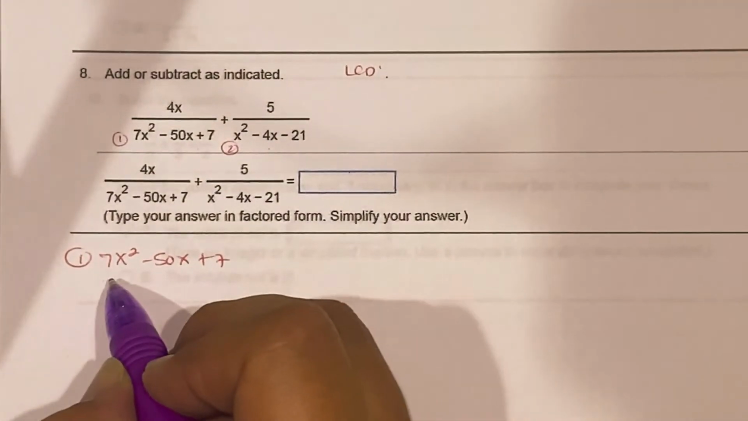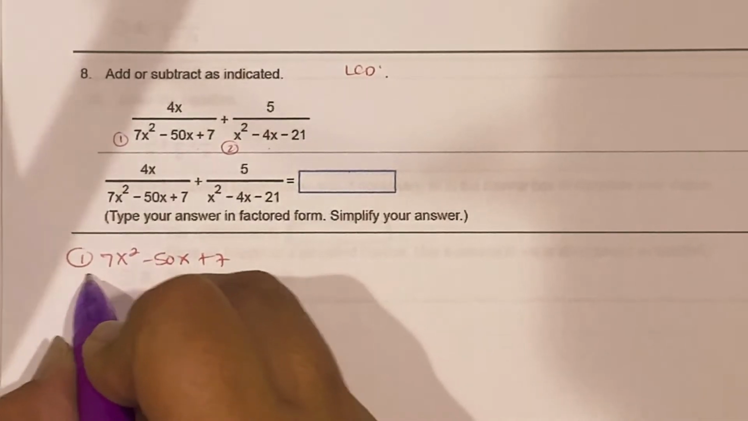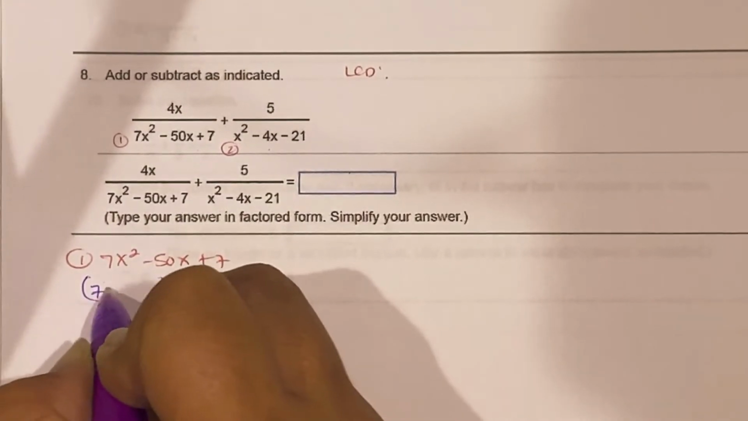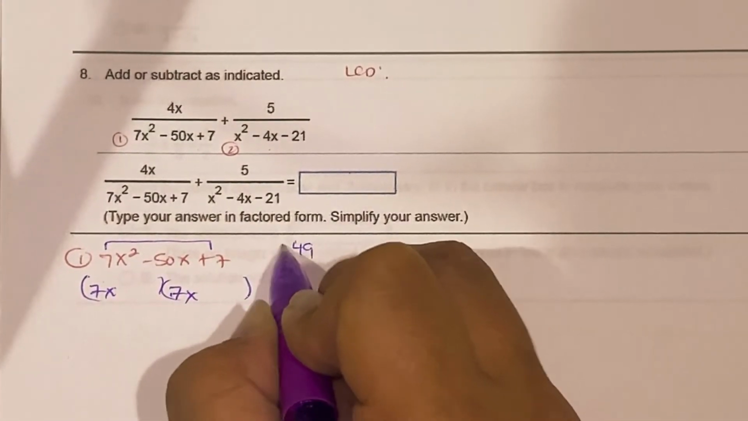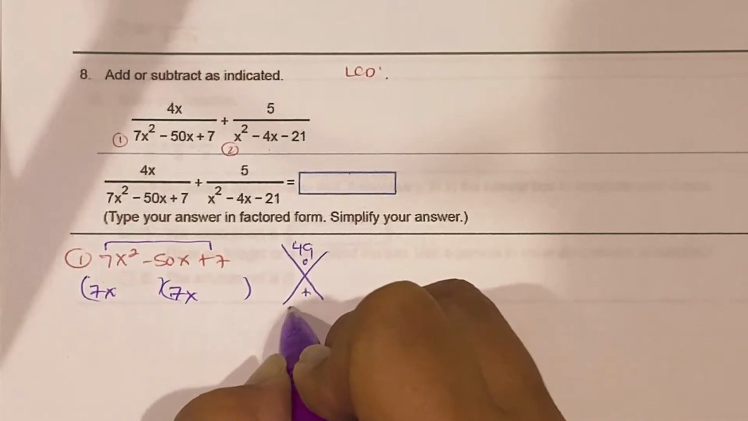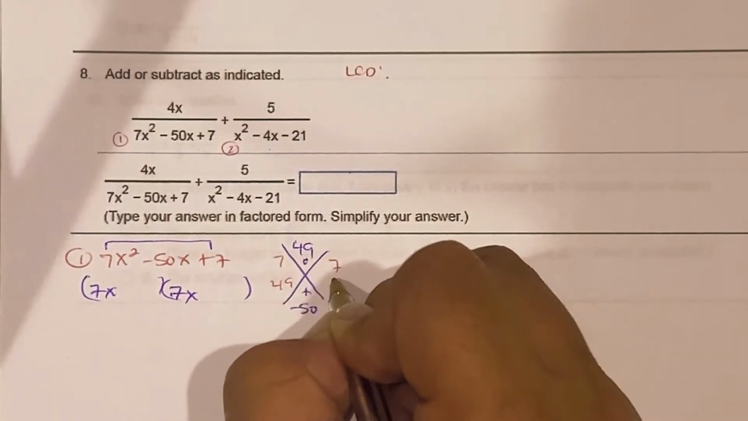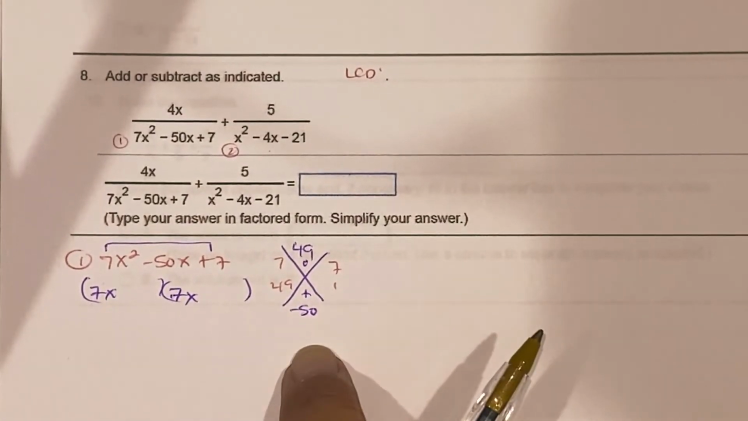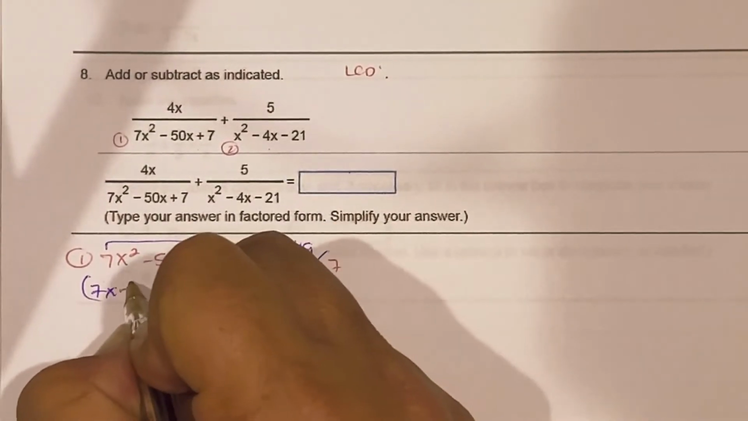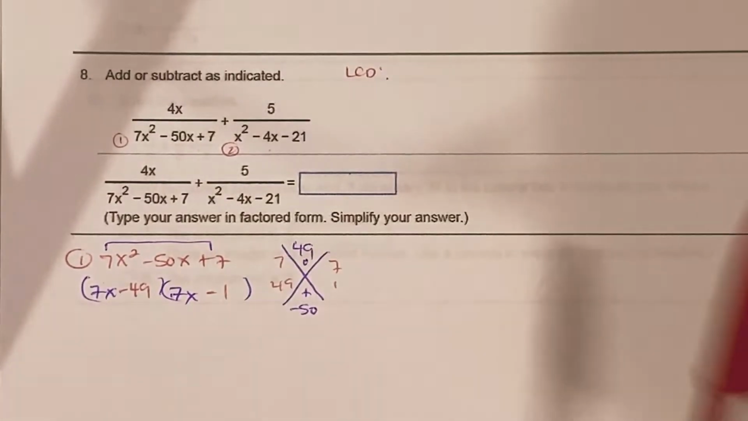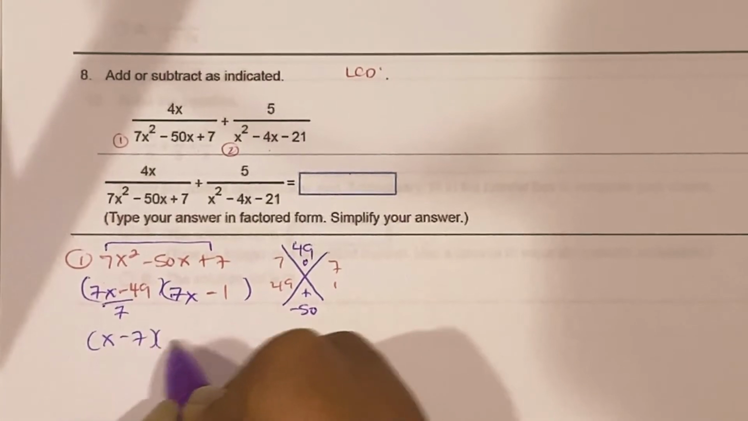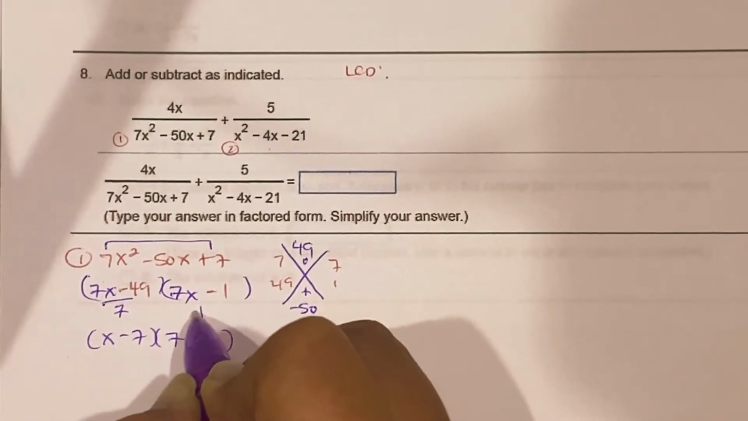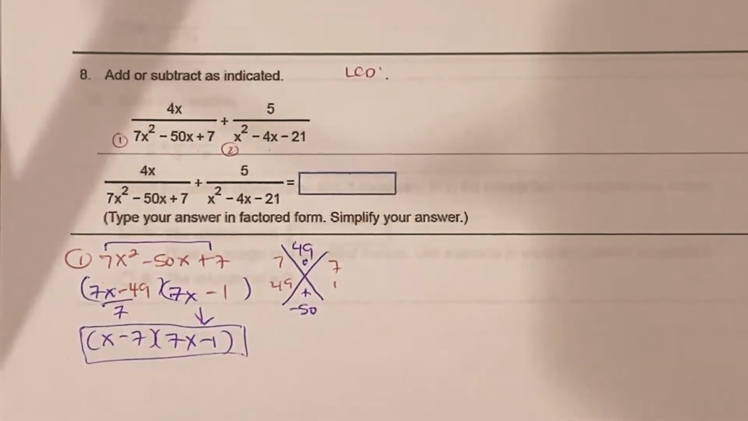Because the leading coefficient is greater than 1, we're going to go Columbian. So I'm going to write 7x, 7x, and then 7 times 7, that is 49, and it has to add to negative 50. Well, 49, we have 7 and 7, and then 49 and 1. If I add 49 and 1, I get 50. So I'm going to write a negative 49 and a negative 1. The first one can reduce by 7, so it becomes x minus 7, and then the second one slides down. So that's the number 1 factor.